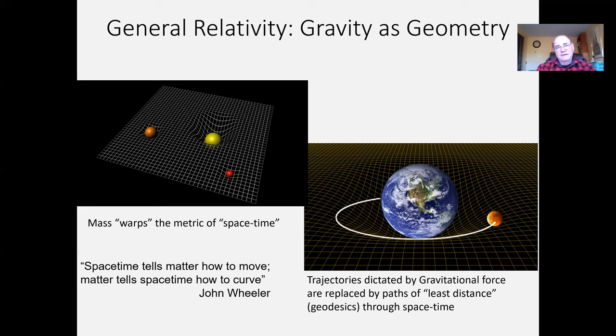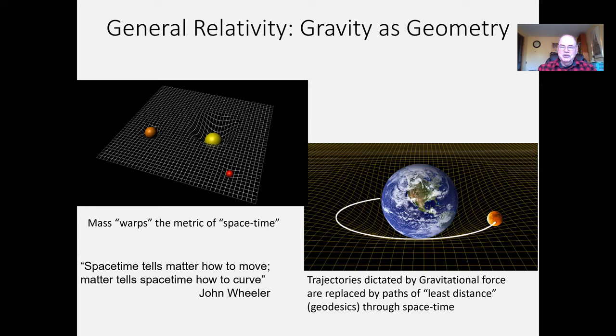A very nice and very famous summary of general relativity was done by John Wheeler, one of the great theoretical physicists of the 20th century, specializing in gravity. One of the time, and I think he's dead now, but probably the world expert in general relativity. And he put it very, very well. He said, space-time tells matter how to move, but matter tells space-time how to curve.